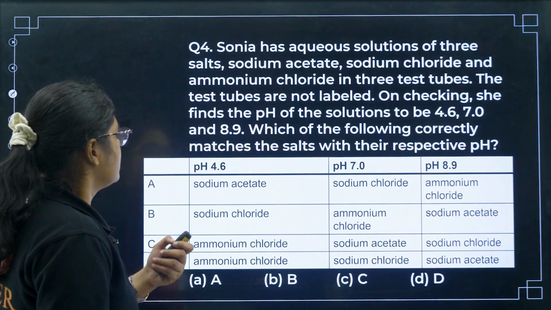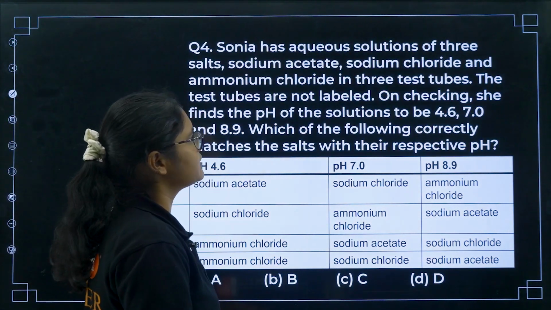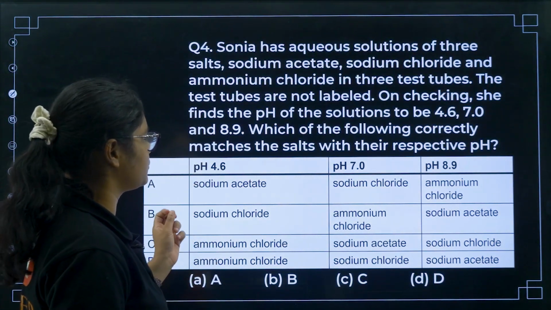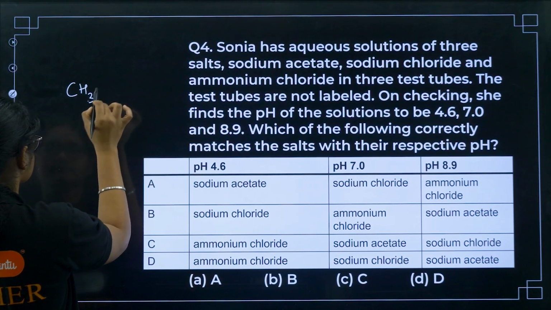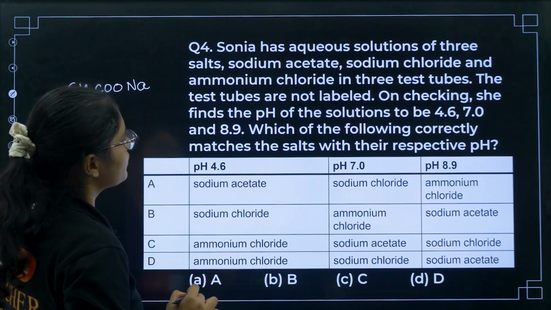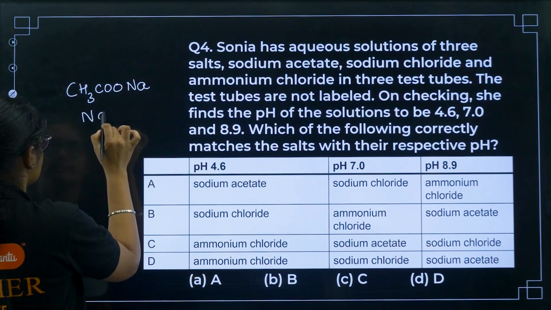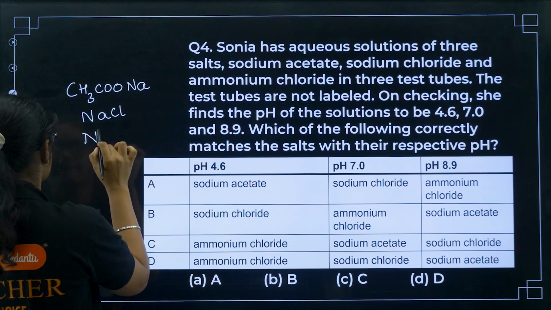Next, question number 4. Sonia has an aqueous solution of 3 salts, that is sodium acetate, let me write down sodium acetate. Next, sodium chloride. Next, ammonium chloride.